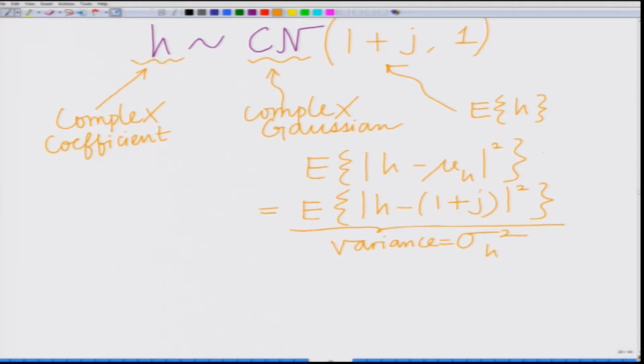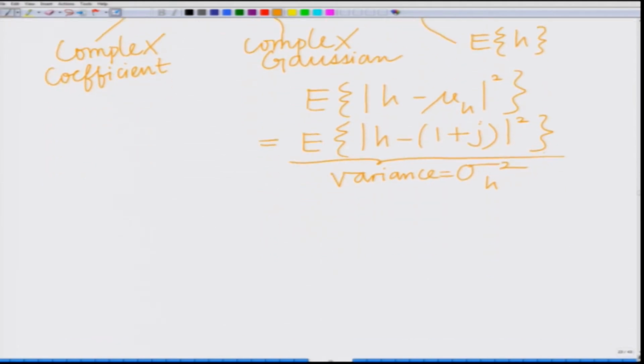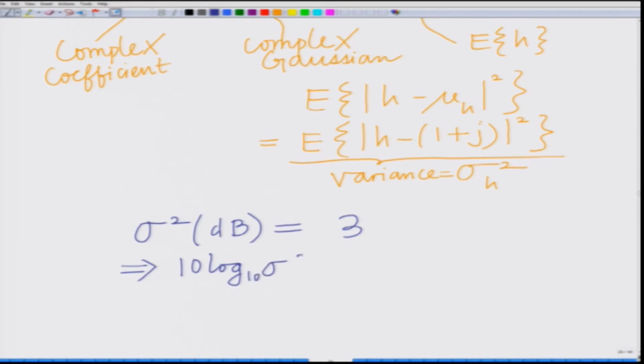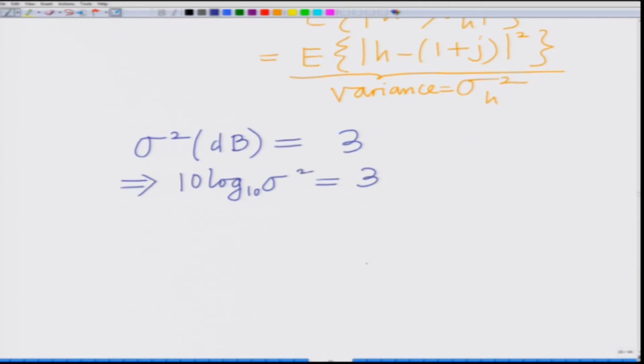And now, what we also need is the noise variance sigma square in dB, which is again something that we already have, that is 3 dB. This implies 10 log 10 sigma square equal to 3.